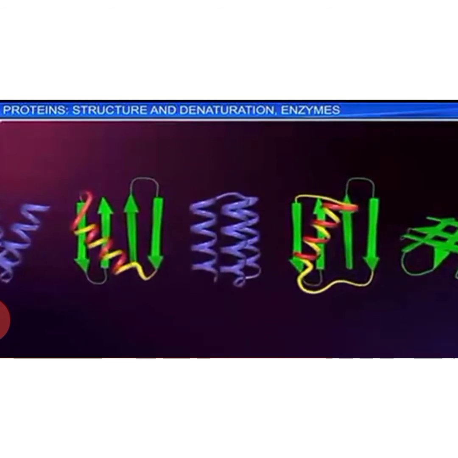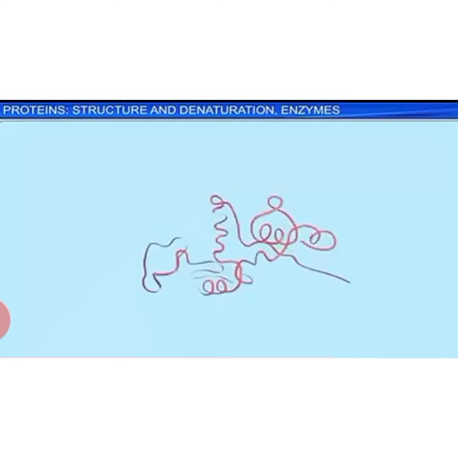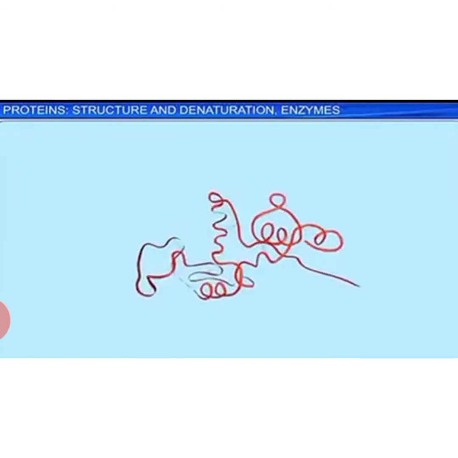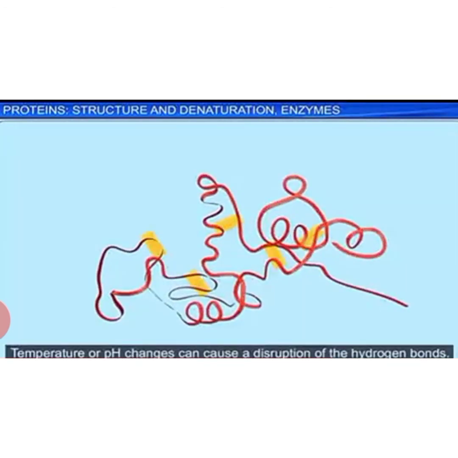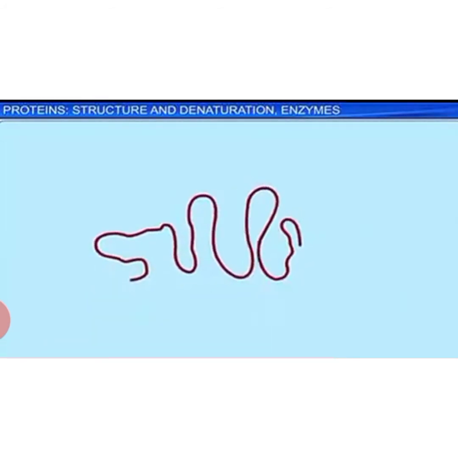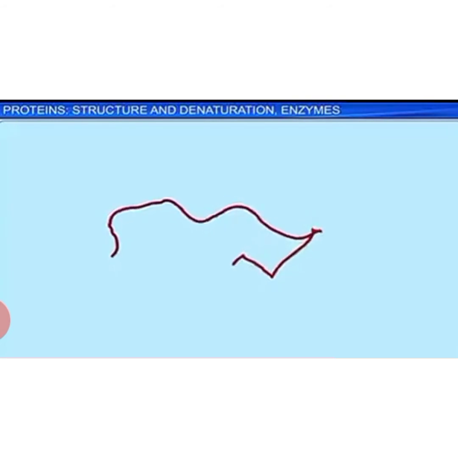In some respects, proteins are rather fragile. Temperature or pH changes can cause a disruption of the hydrogen bonds. When hydrogen bonds break, the globules unfold, the helices unravel, and the beta sheets flatten out. This is called protein denaturation.